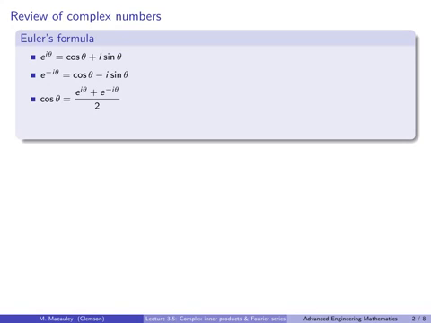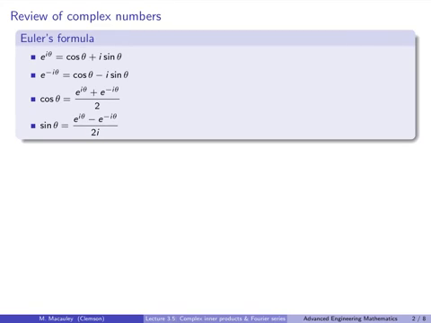Now similarly, if we subtract these two things, so let's do that. Then the cosines cancel, and we get e to the i theta minus e to the minus i theta equals 2i sine of theta. So we have a formula for sine of theta. Namely, sine of theta equals e to the i theta minus e to the minus i theta divided by 2i.